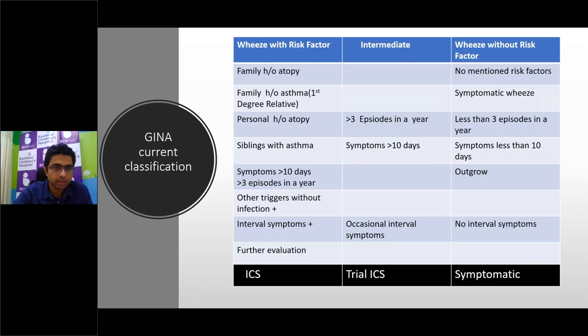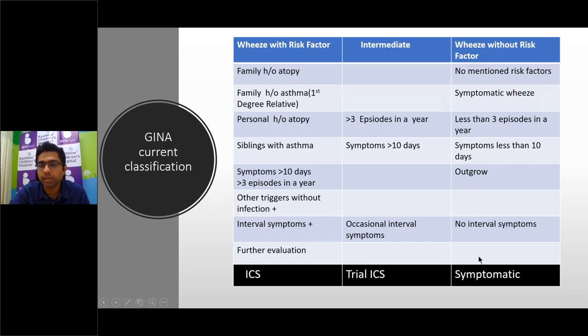This is the pattern. Symptoms usually last more than 10 days each episode, with more than 3 episodes in a year. There are triggers apart from viral infections, with interval symptoms. These children are known as wheeze with risk factors, and they qualify for inhaler therapy. The other spectrum is episodic wheezers, which GINA has classified as symptoms occurring only with a viral trigger. Symptoms are usually less than 10 days, with no interval symptoms, and they outgrow the symptoms.